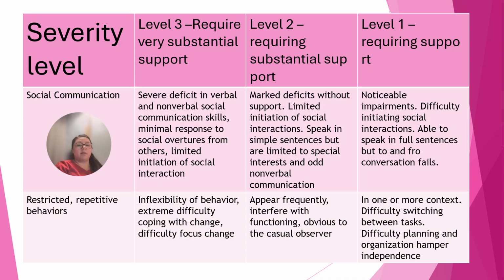Level 1, we're going to be requiring support rather than substantial support. Here we have noticeable impairments and difficulty initiating social interactions. They are able to speak in full sentences, but to-and-fro conversation fails, so that back and forth reciprocity fails in one or more contexts. For the restricted repetitive behaviors, there is difficulty switching between tasks, and difficulty planning and organizing hampers independence.